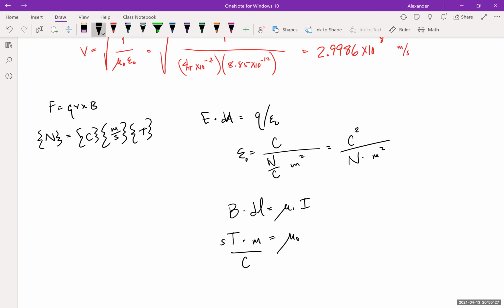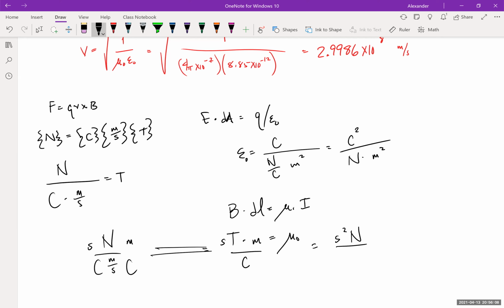And a Tesla, see, I knew I needed QEVB. A Tesla is a Newton over a Coulomb meter per second. So this Tesla here, that's seconds, Newtons over coulombs meters per second. Meters over coulombs. The meters cancel, the seconds flop upstairs, and that's seconds squared newtons over coulomb squared.